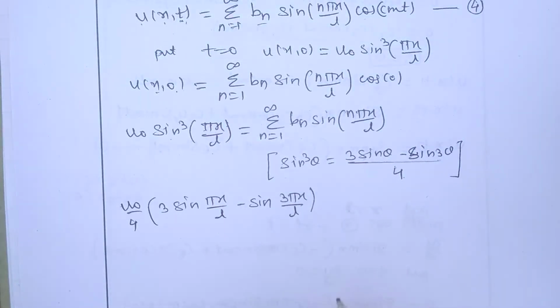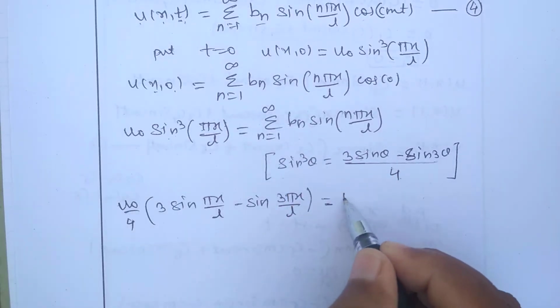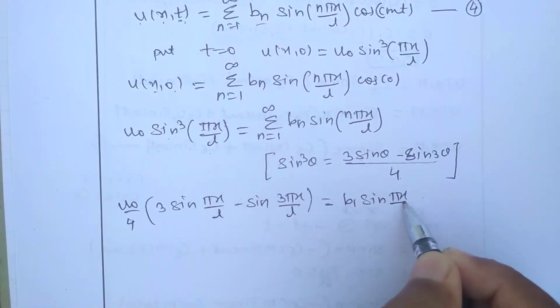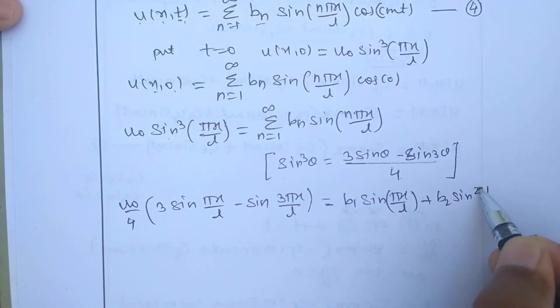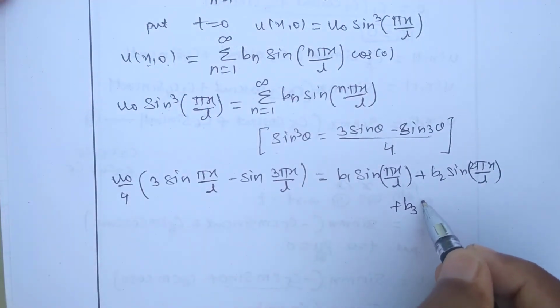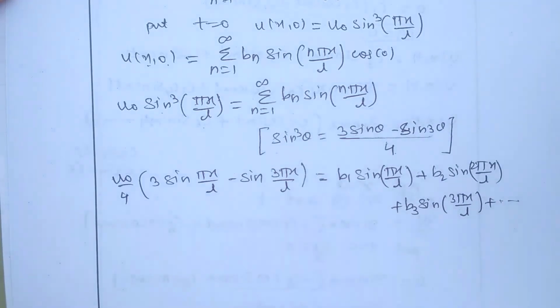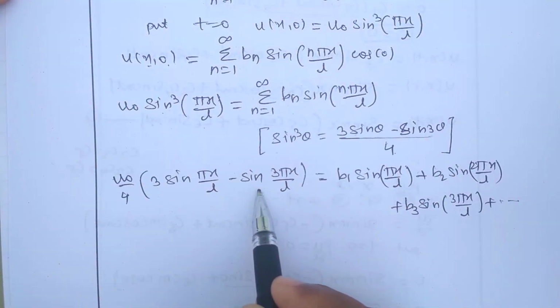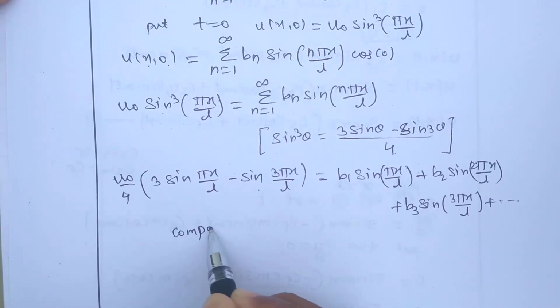Now this is equal to, putting n equal to 1 in the right hand side, you will get b1 sine pi x by l. Put n equal to 2, you will get b2 sine 2 pi x by l. Put n equal to 3, you will get b3 sine 3 pi x by l plus dot dot dot. Why do we extend the terms up to sine 3 pi x by l? Because in the left hand side there is a term of sine 3 pi x by l. Now equate the coefficients, comparing.